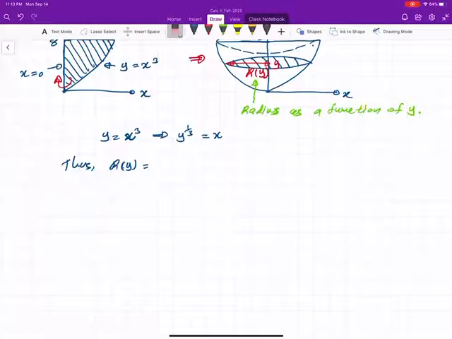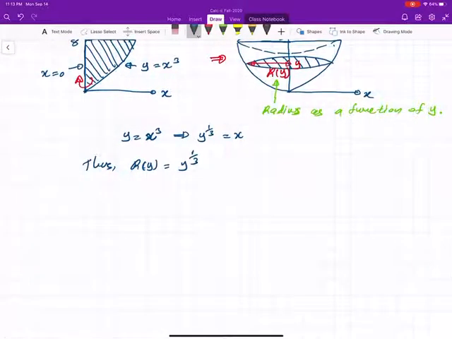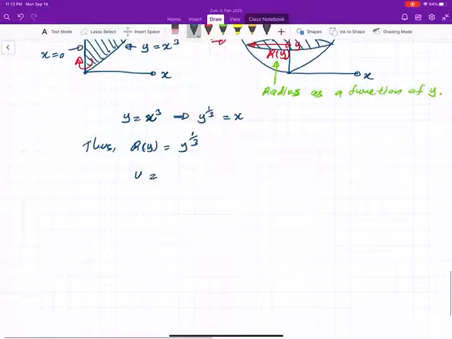And then the radius, this should be y to the power 1/3. Since you know the radius, everything is so easy. Now you have to plug that into the equation. V equals pi integration from c to d of y squared dy.